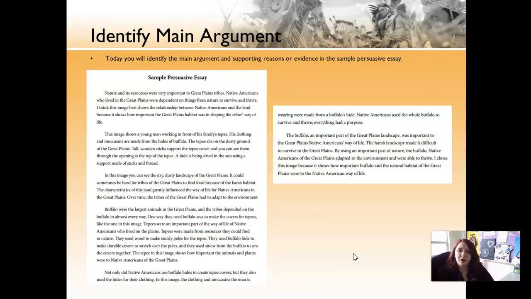Nature and its resources were very important to the Great Plains tribes. Native Americans who lived in the Great Plains were dependent on things from nature to survive and thrive. I think this image best shows the relationship between Native Americans and the land because it shows how important the Great Plains habitat was in shaping the tribe's way of life. This image shows a young man working in front of his family's teepee. His clothing and moccasins are made from the hides of buffalo. The teepee sits on the dusty ground of the Great Plains. Tall wooden sticks support the teepee cover, and you can see them through the opening of the top of the teepee. A hide is being dried in the sun using a support made of sticks and thread.